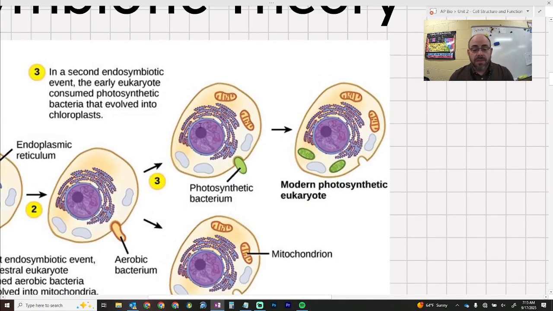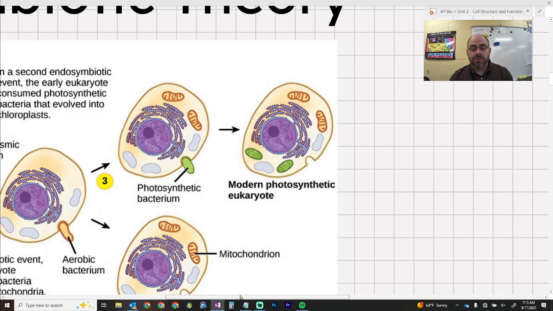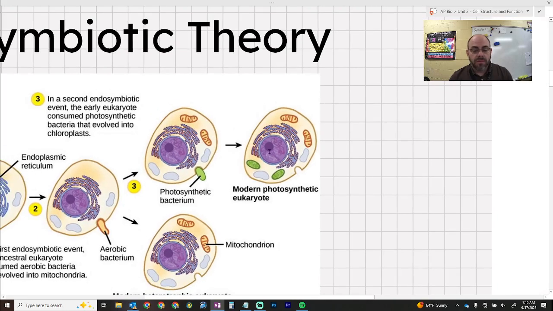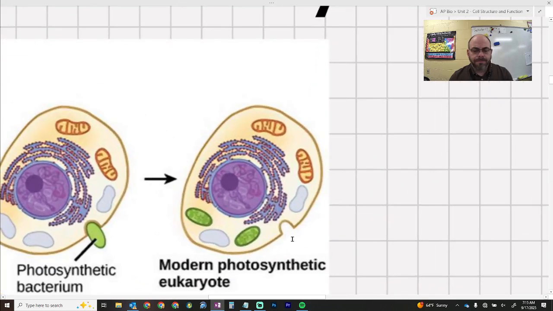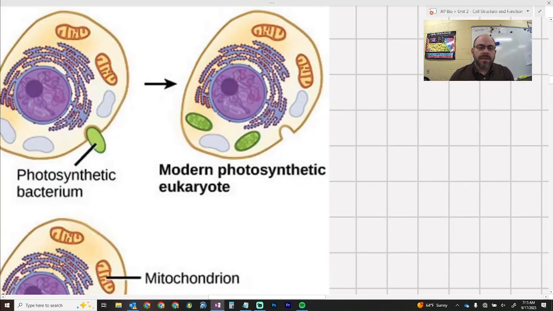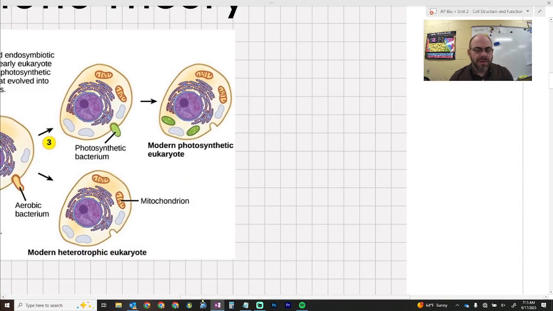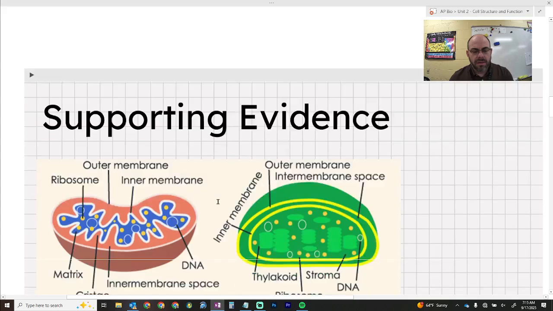Imagine that same cell then ingesting a photosynthetic bacteria. It's able to use light energy in order to create glucose. In that same process of endosymbiosis occurring, you have plant cells that are able to not only do photosynthesis but also aerobic respiration. This is an important point. Plant cells have mitochondria. Don't get that backwards. They do have mitochondria. I think I've already said that, but I just needed to say that again.